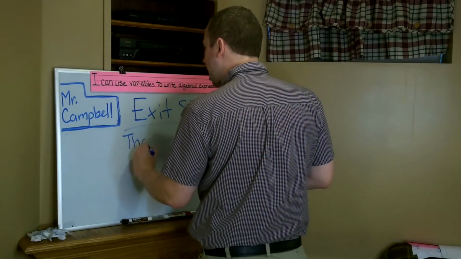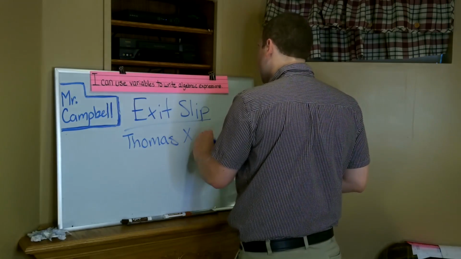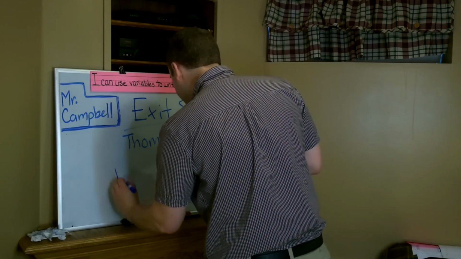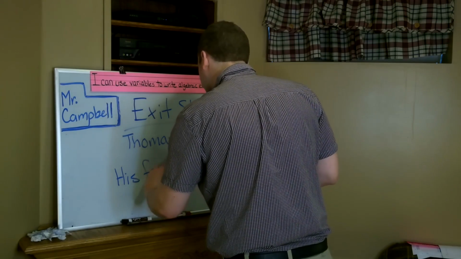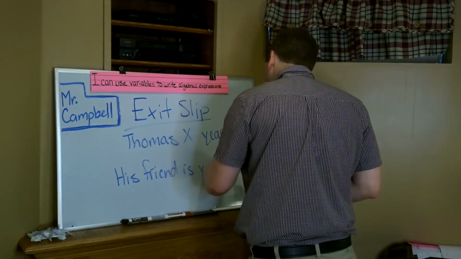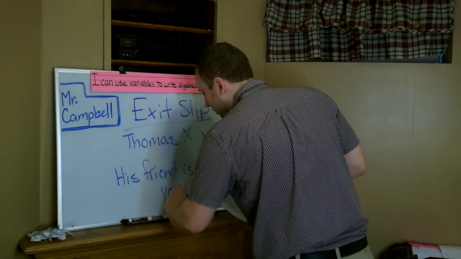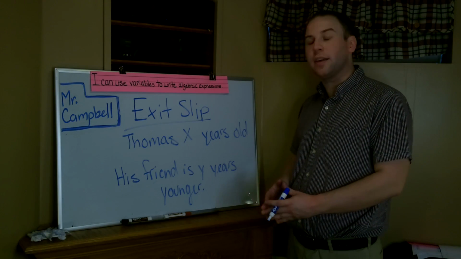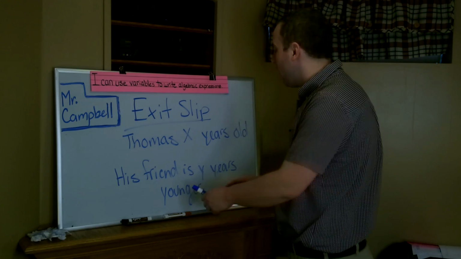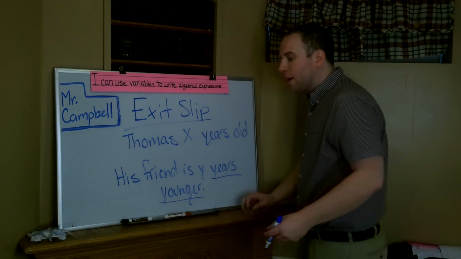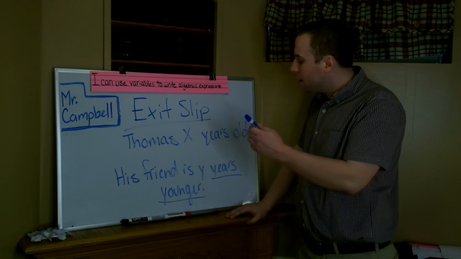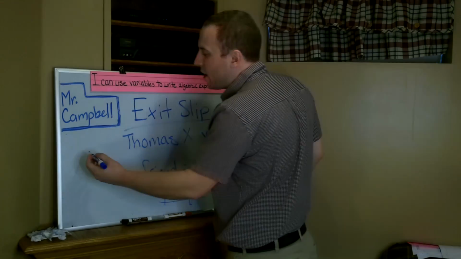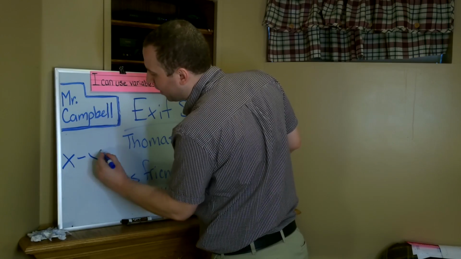For your exit slip, let's go back to Thomas. So Thomas, again, is x years old. What would the expression be if his friend is y years younger? I'll go ahead and pause for a minute so you can answer this question and we'll go over it together. All right. Looking here, years younger is the key term in this problem. Years younger means that it is dealing with what? Subtraction, right. So my expression for this would be x minus y.